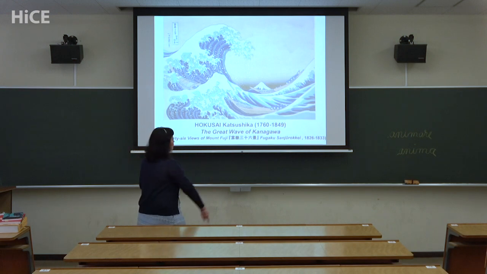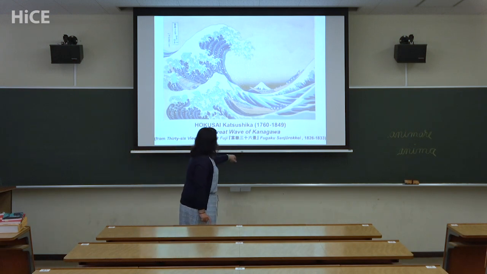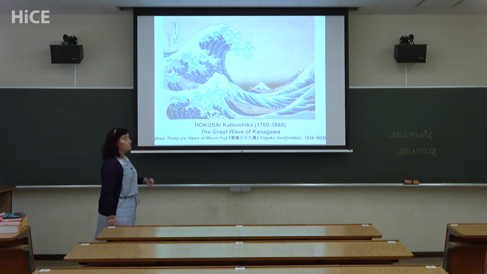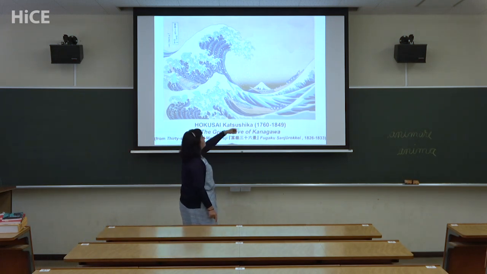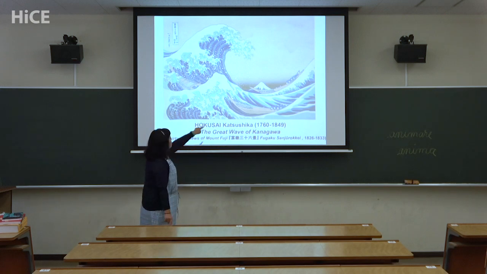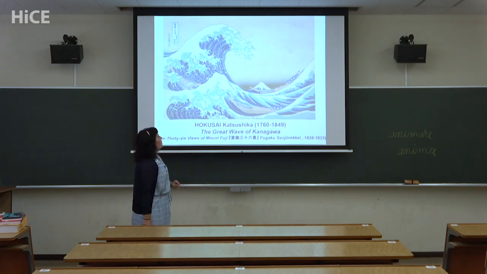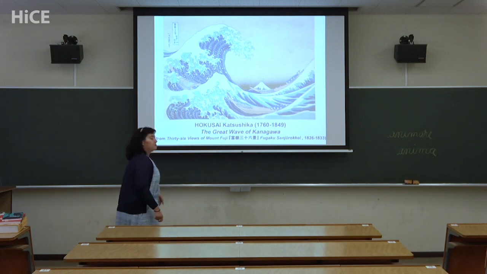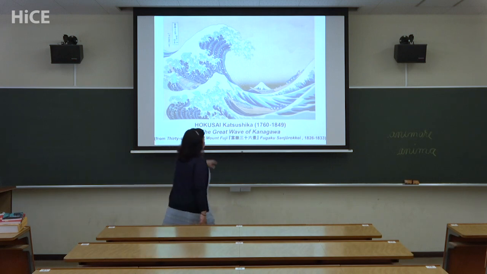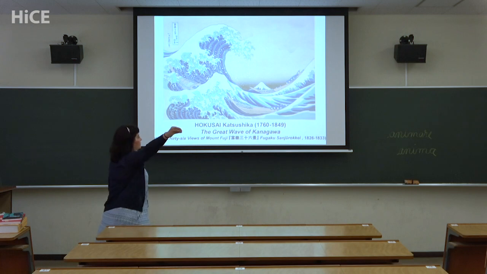So this is one of the most famous, as I said, from the 36 Views of Mount Fuji. And this is Mount Fuji here. These are huge tsunamis which are flooding or submerging the fishermen's boats. But what's very important, and this is Fuji over there, is the perspective of the artist. He's somewhere in the middle of the ocean.